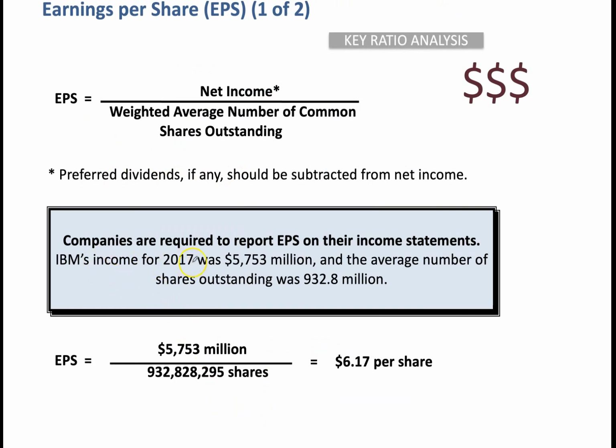In this example, IBM net income for 2017 is 5,753 million, and the average number of shares outstanding was 932.8 million. We are just going to divide the net income by the number of shares and reach the EPS, which means the company earned $6.17 for every single share that's outstanding in the market. Or for an investor who holds one share of IBM, they earn $6.17 per share.